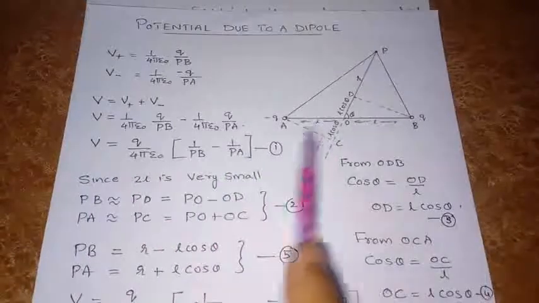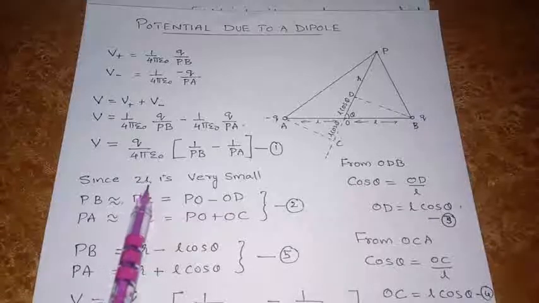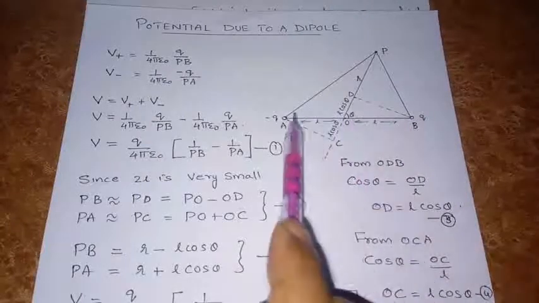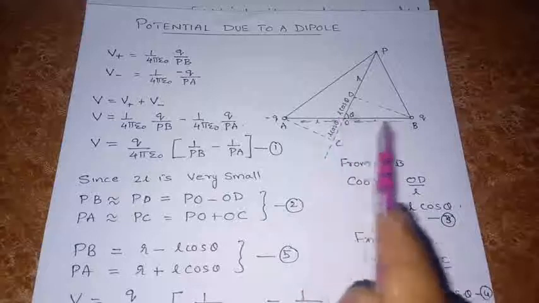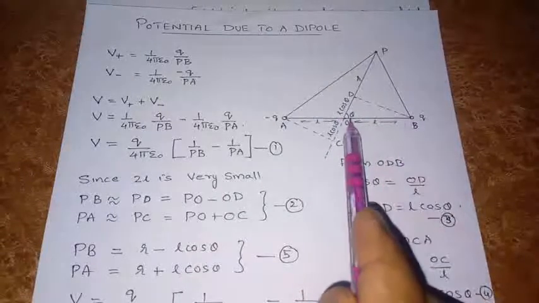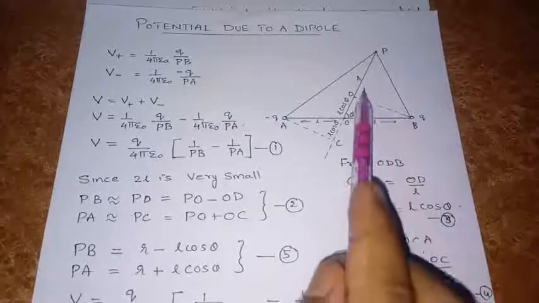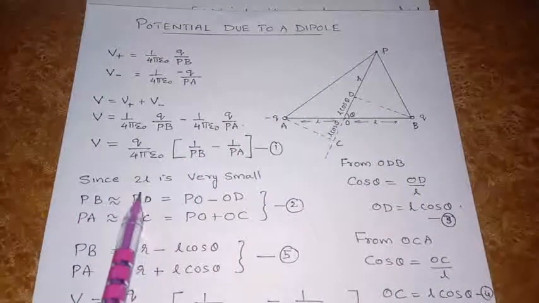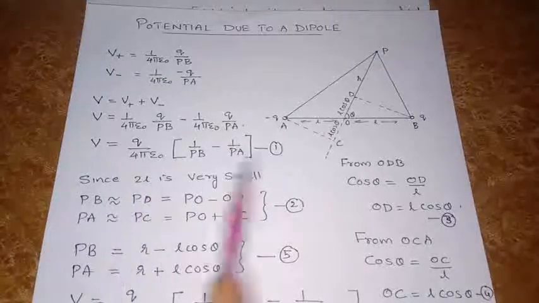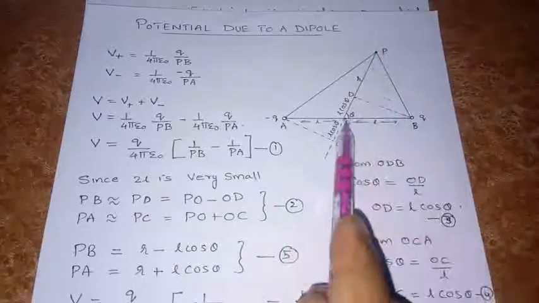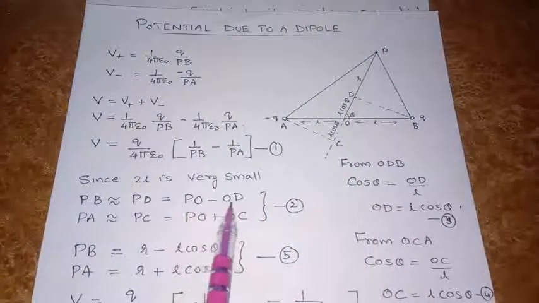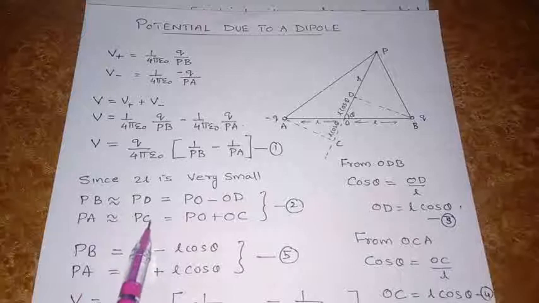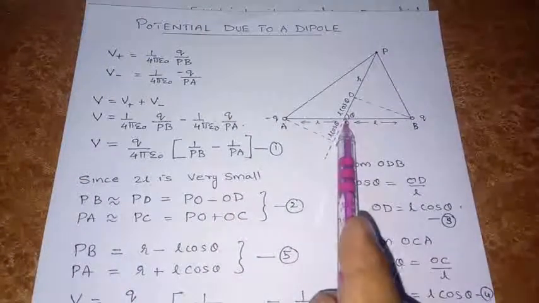Now very carefully listen. The distance between the charges, 2L, is very small. Therefore point B is very close to O and point A is also very close to O. Since L is very small and B is very close to O, the distance PB is equal to distance PD. PB is equivalent to PD. This is happening only because 2L is very small. And what is PD? The distance PD is nothing but PO minus OD. Similarly, the distance PA is equivalent to PC, and that can be written as PO plus OC.